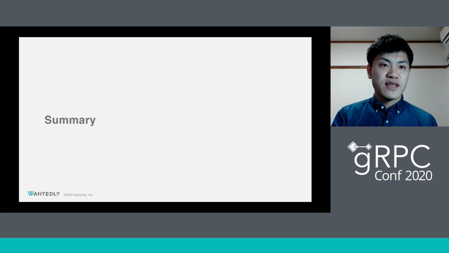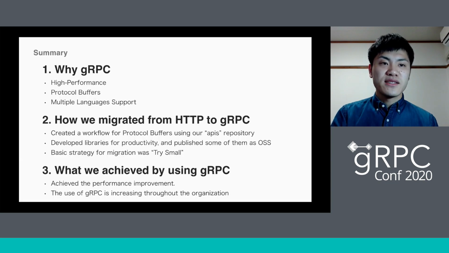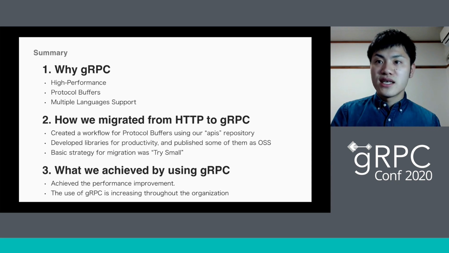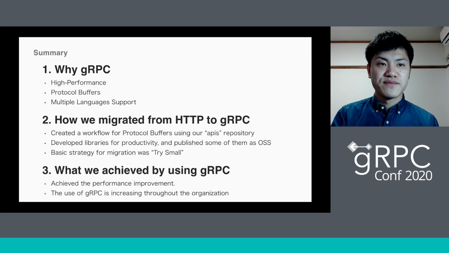This is a summary of this talk. At first, I talked about why we chose gRPC. And the answer is that we needed a high-performance RPC framework, and gRPC was performant enough. And another reason is that we were already using protocol buffers, so it was a natural choice. And we also needed multiple languages support because we had microservices written in several languages. gRPC supported them. It was a very important point.